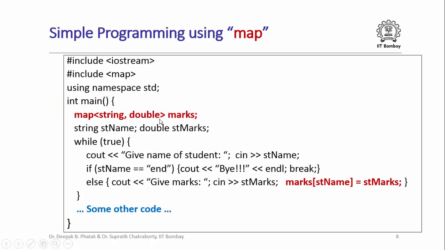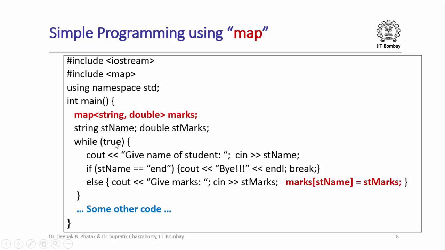Now here is a simple program that uses the map class. Note that I have said #include map here. I have also said using namespace std, because all the member functions of the map class, and indeed the map class itself, are in the namespace std. Now in this program I have declared an object marks, which is a map with key of type string and value of type double, and thereafter I have stName, which is a variable of type string, and stMarks, which is a variable of type double.